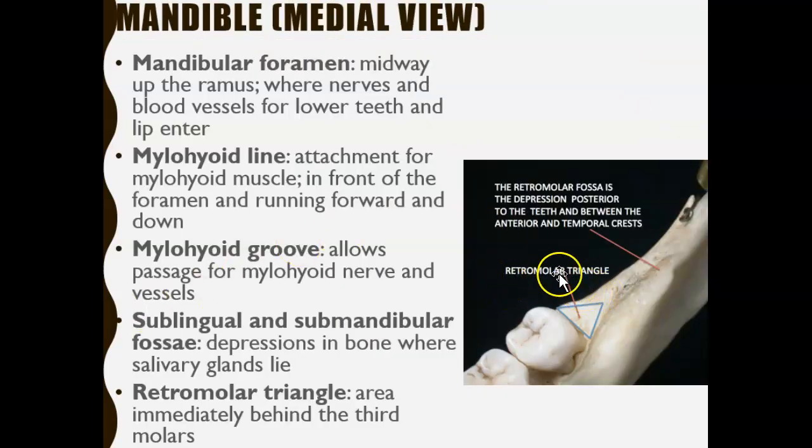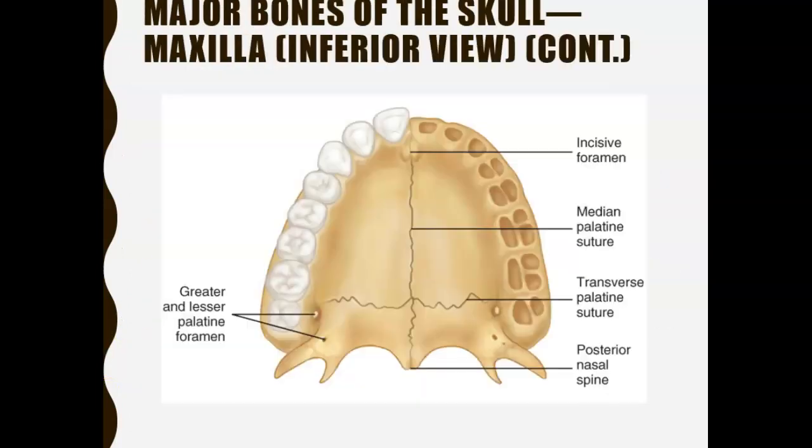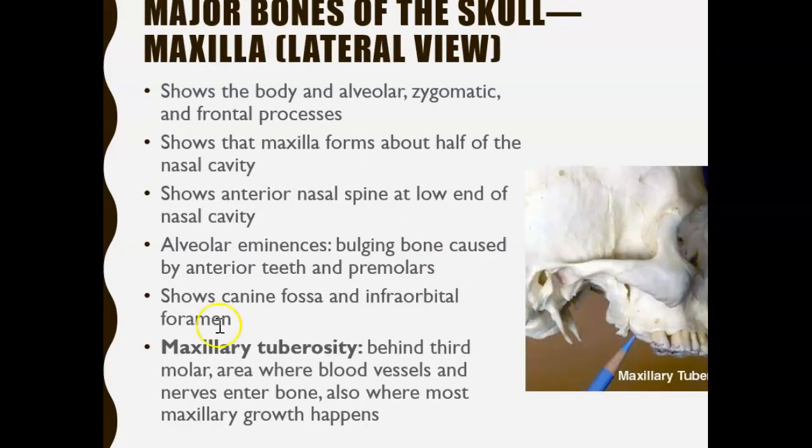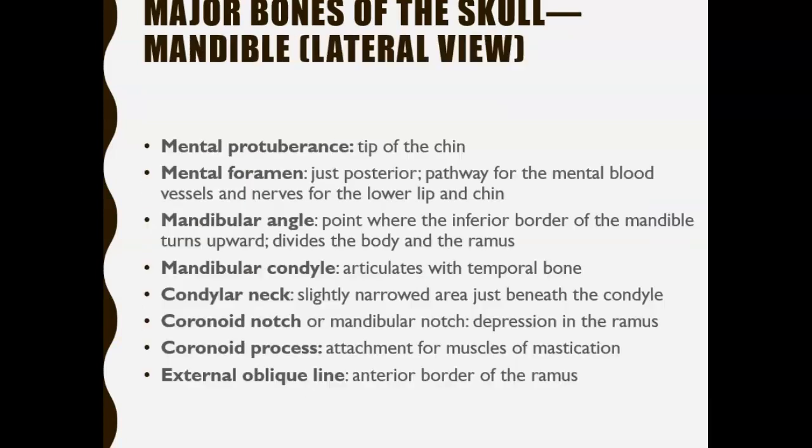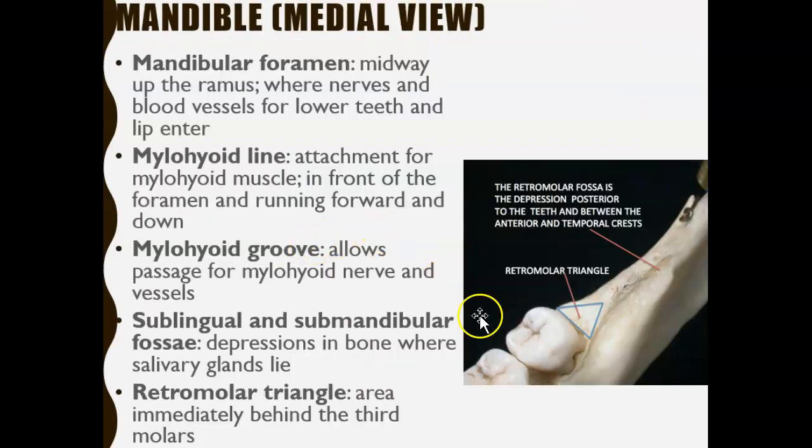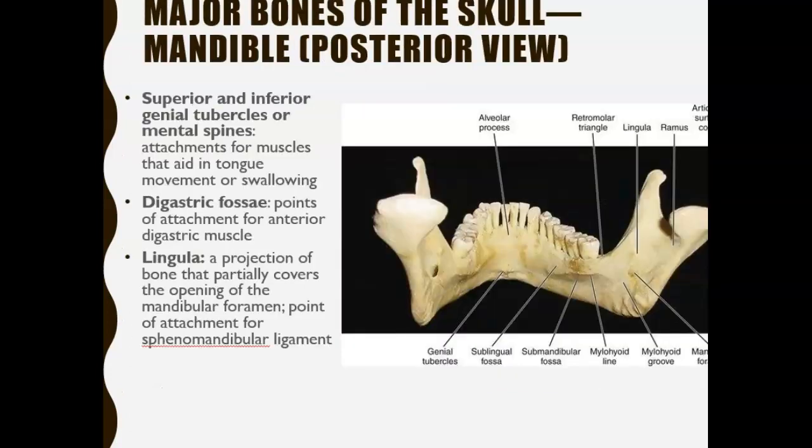Sometimes you'll see something called a retromolar triangle. If you remember in the maxillary, we were looking at the maxillary tuberosity, which is the area of the bone just behind the last molar. Well, there's something in the mandible as well, at the bottom. The area behind the molar is called the retromolar pad or retromolar triangle. It's right behind the third molar. Just like the top has a maxillary tuberosity, the bottom has a retromolar triangle.